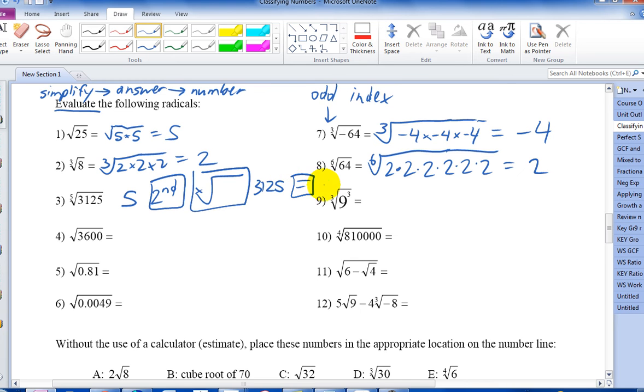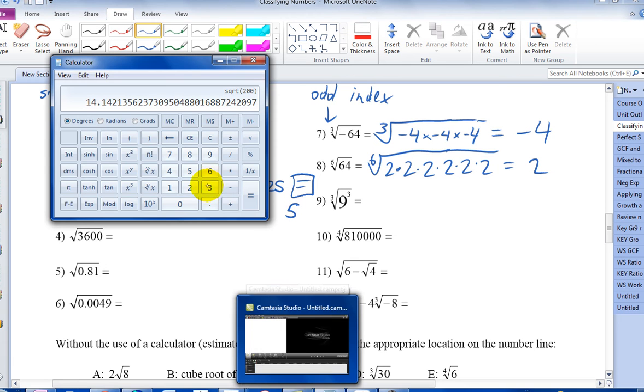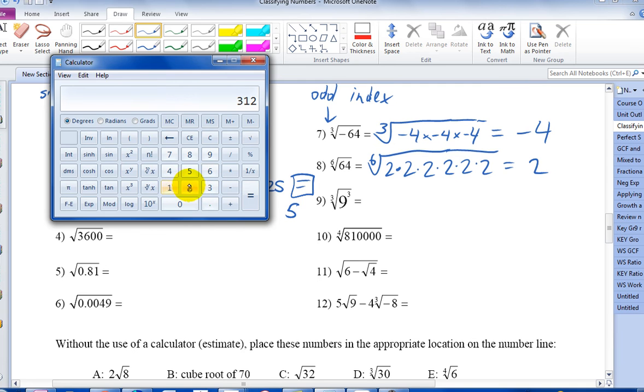You should get 5 as your answer. How many people got that? If you have an old school calculator like mine, I would simply enter the radicand first, the inside part, and then I have to press this button. Now this one has a Y for the index. There we go. Okay, it's a little bit different.